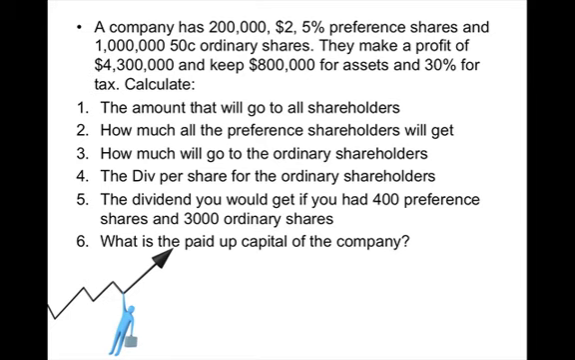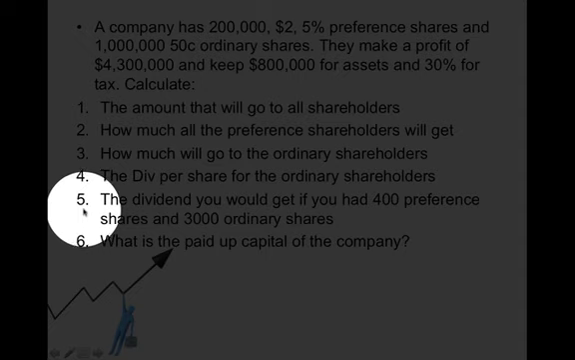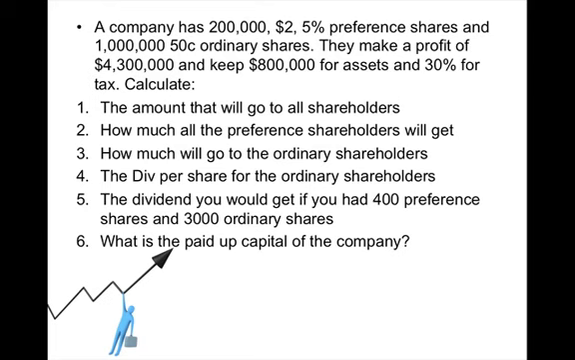For a question like this to be solved, you've got to go through all these things. But sometimes the only part of the question will be part 5 here. What dividend would you get as a shareholder if you had 400 preference shares and 3,000 ordinary shares? If you've got a question like that, you still have to go through questions 1, 2, 3, and 4 to get there. So we'll run through the whole lot to see how that goes.